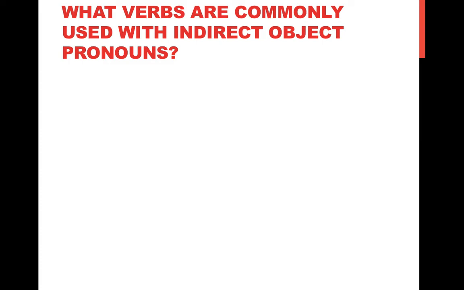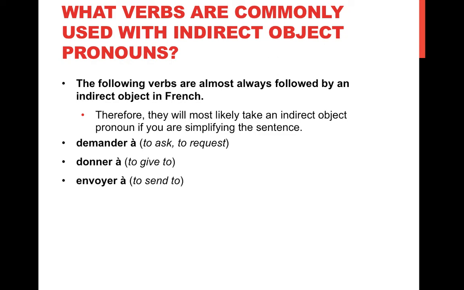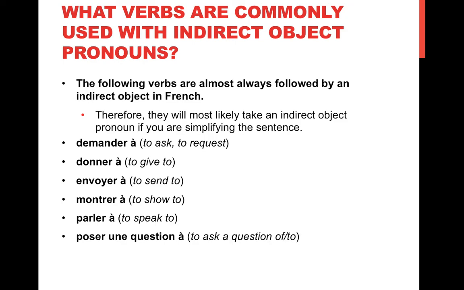And then lastly, there are some verbs that almost always use an indirect object pronoun if you are using a pronoun. And so it's helpful just to know these so that when you see them, you can recognize an opportunity for an indirect object pronoun. First is demander à, then we have donner à, envoyer à, montrer à, parler à, poser une question à, prêter à. We want to make sure that we have all of these in our notes, as well as téléphoner à. That last one should hopefully be familiar. Make sure that you have all of the definitions for these as well.